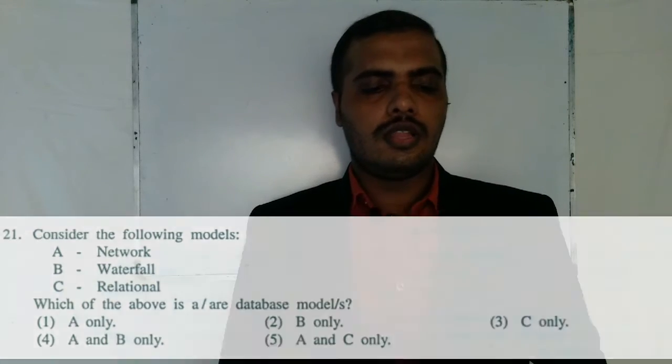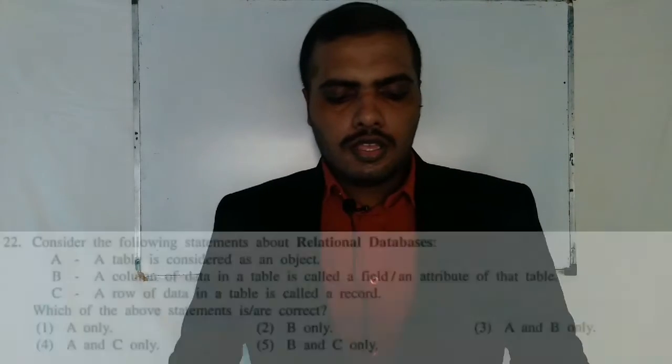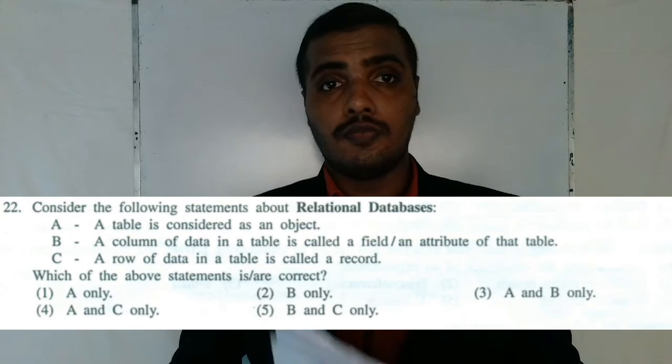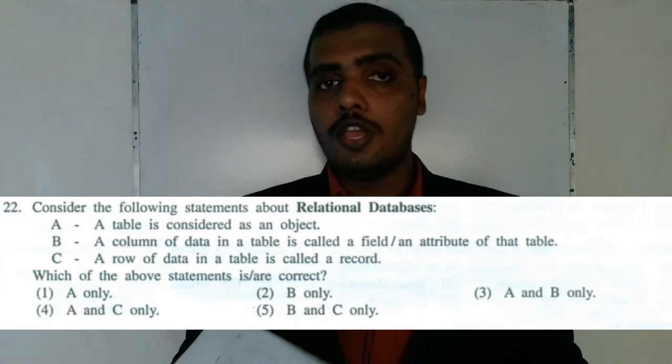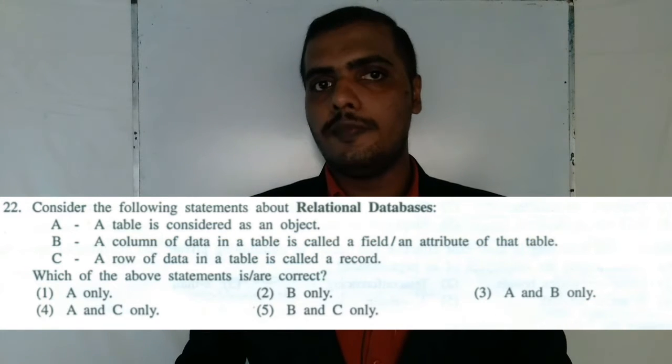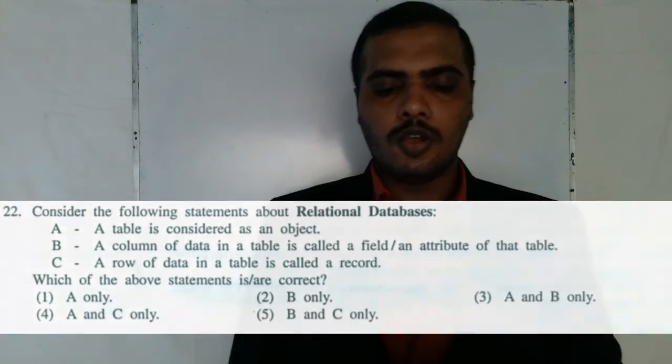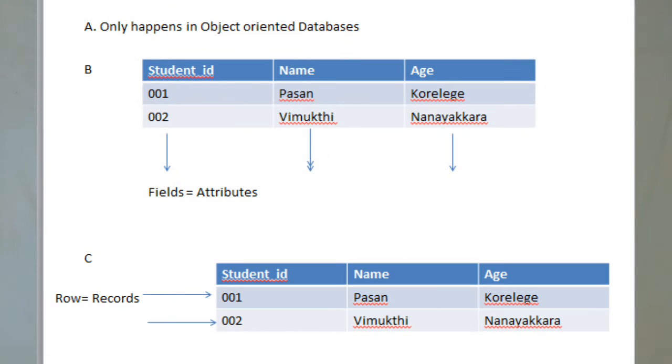That means number 5. 22nd question. Consider the following statements about relational databases. So you can't think beyond relational databases. Statement A, a table is considered as an object. I said it clearly says this is about relational databases. So we can't take a table as an object in a relational database. We can take it in object oriented database models, but not in the relational database model.